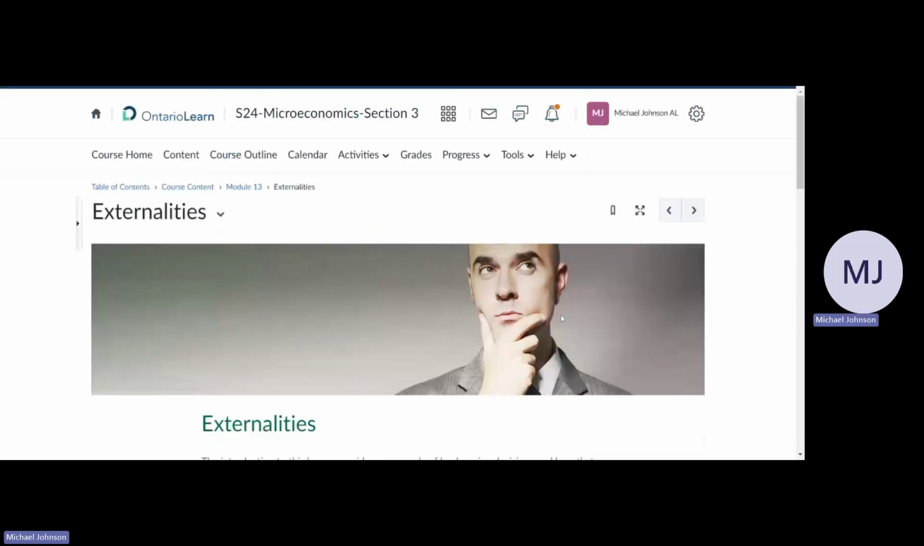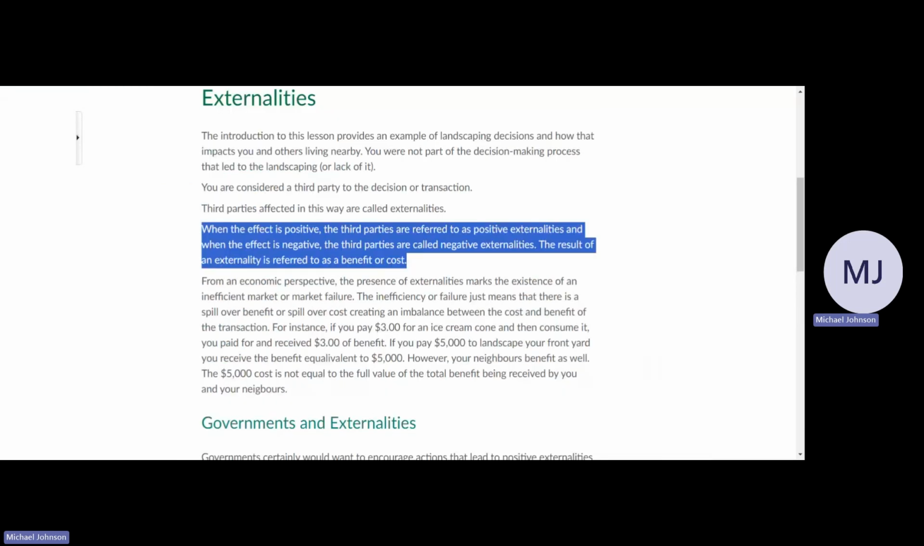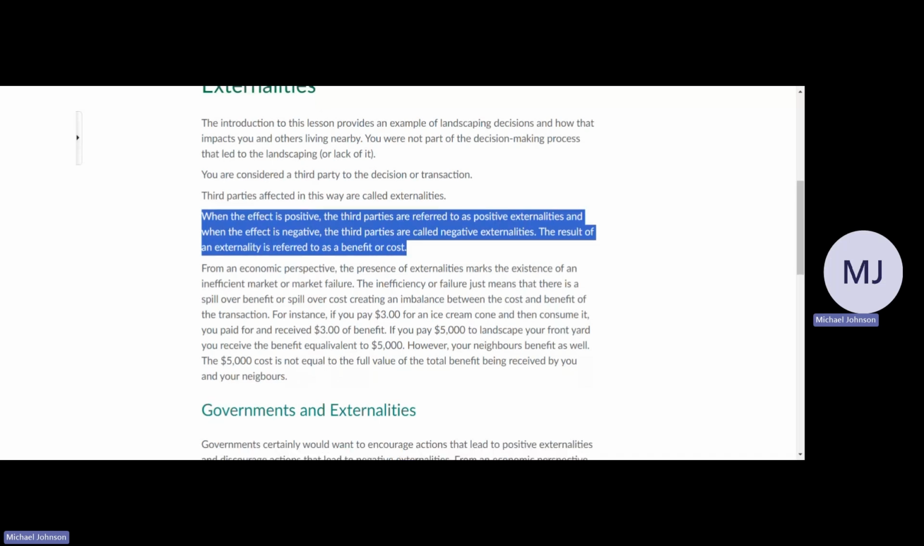Externalities. So when the effect is positive, third parties are referred to as positive externalities, and when the effect is negative, the third parties are called negative externalities. So the result of an externality is a benefit or cost.